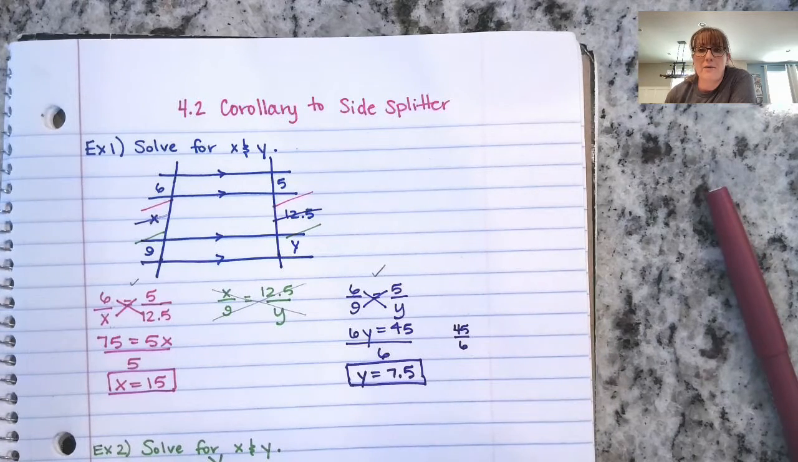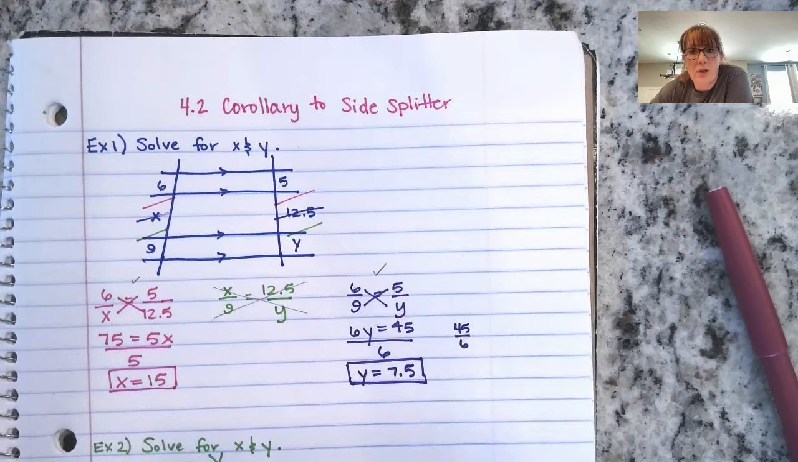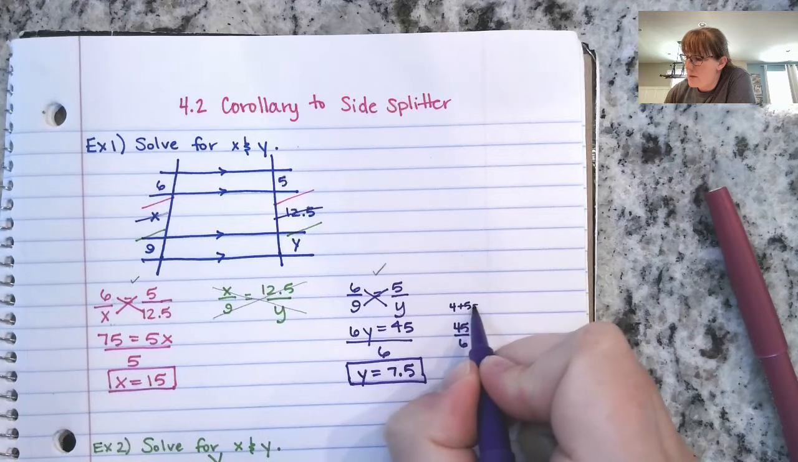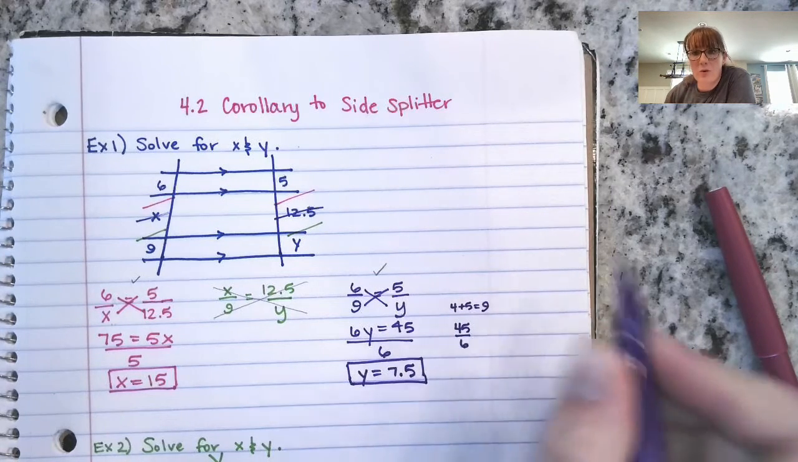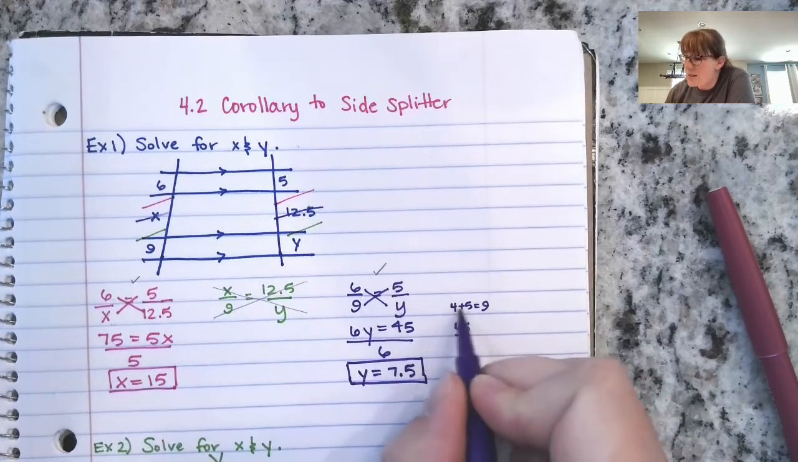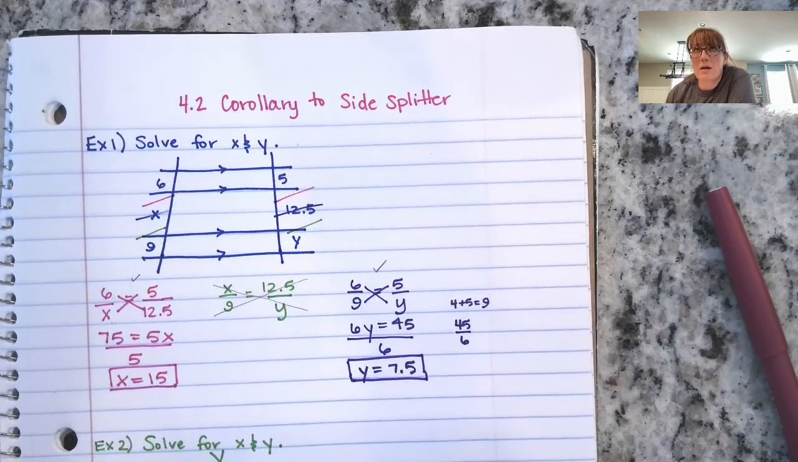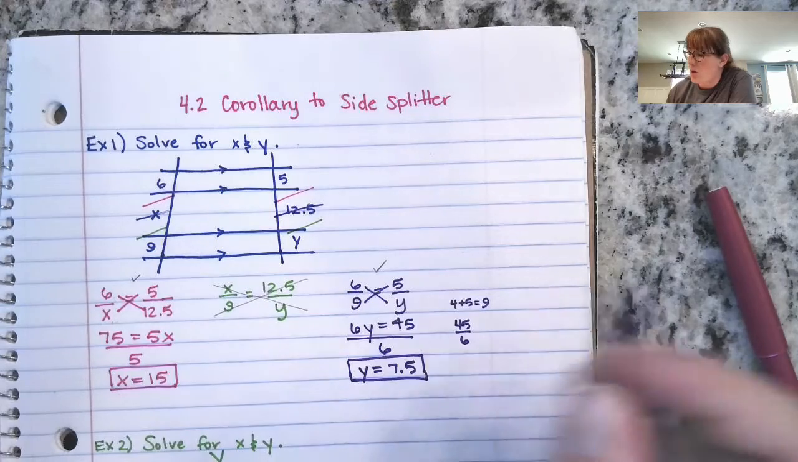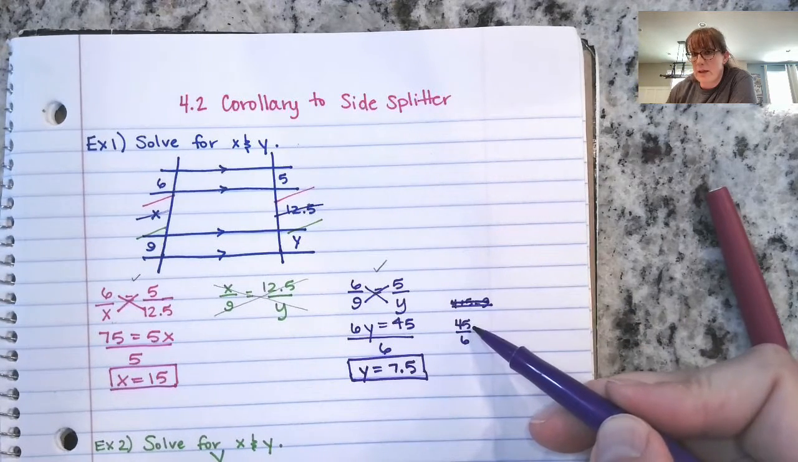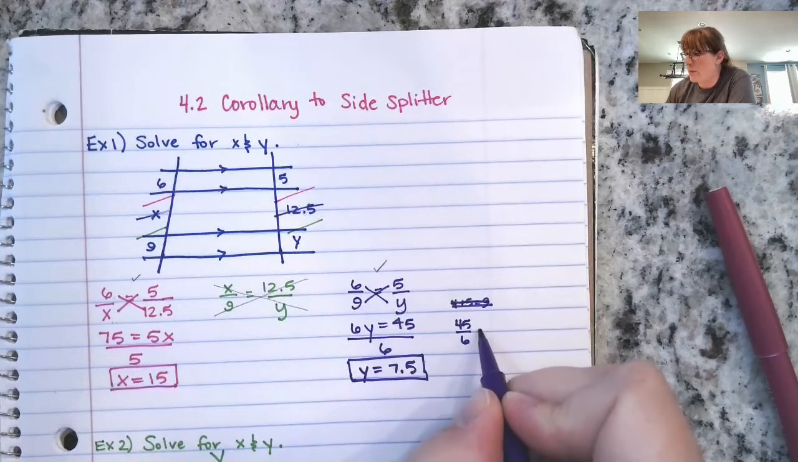45 over 6, I don't know if you're aware of this little trick on how to simplify fractions if it's multiples of 3 or 9. But what you can do is 4 plus 5 is 9. 9 is divisible by 3, and same with 6. So since the sum of the digits is something that is divisible by 3, both of those are divisible by 3. That only works for 3s and 9s though. It doesn't work for anything else. We can't divide this by 2 because 45 is not even. But we do know that both of them are divisible by 3.